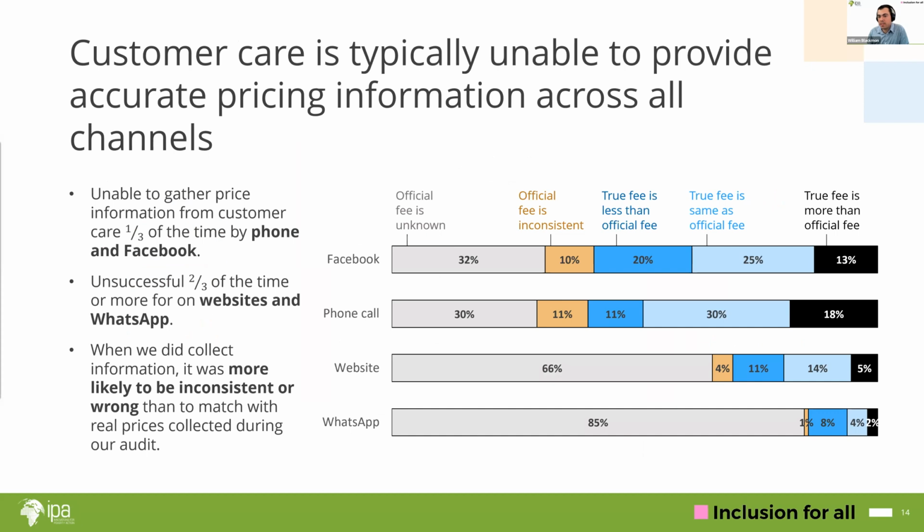When we compared prices collected from customer service representatives with the real prices from our audit, we found many inconsistencies, particularly when we reached out over WhatsApp and on websites. We were often unable to gather any price information from customer care. And then even when we did collect information, it was more likely to be inconsistent or to be wrong than to match with our prices incurred during our audit.